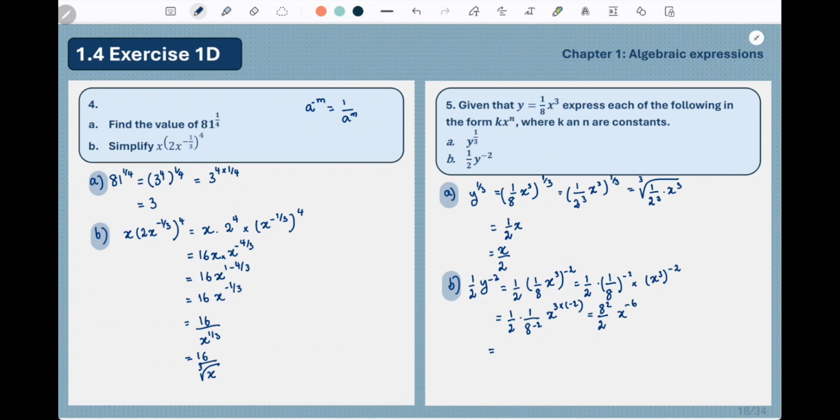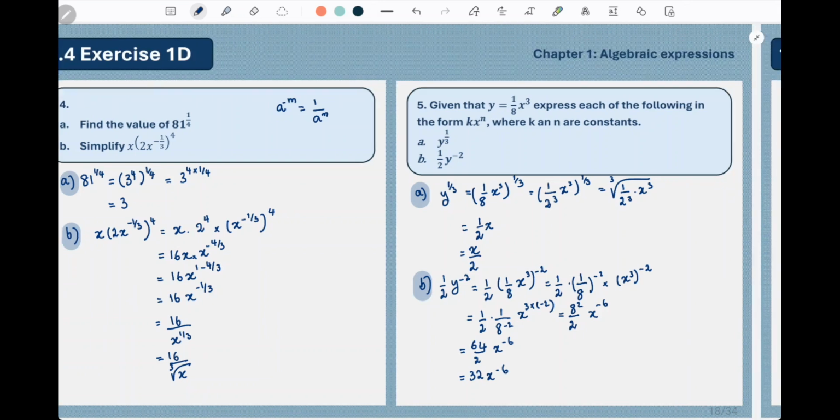So 8 squared is 64 over 2, x to the power of minus 6, which is 32 x to the power of minus 6 indeed. We've written it in the given form, where k is 32 and the power n is minus 6.